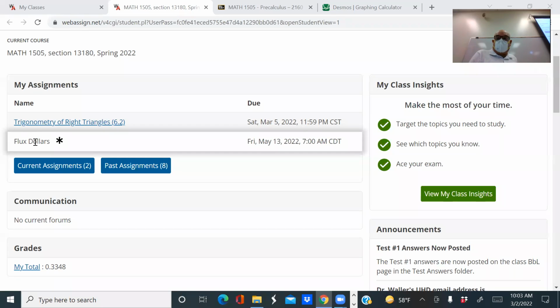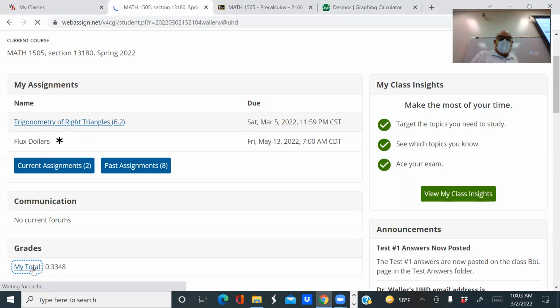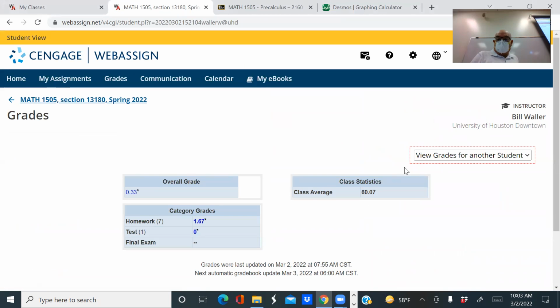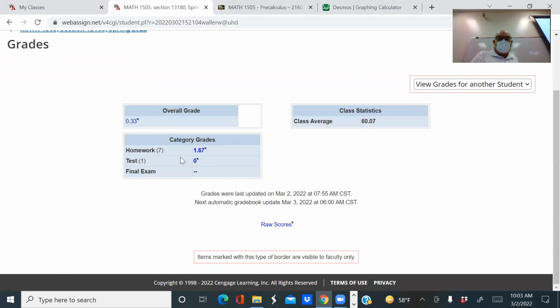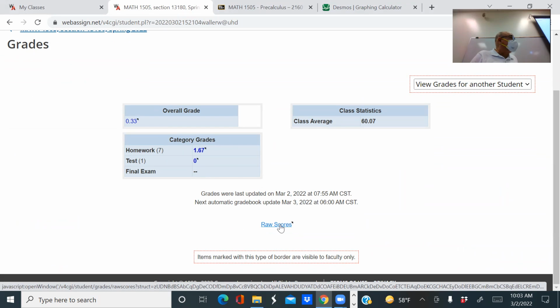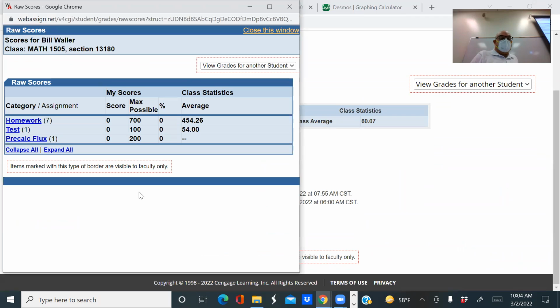Also, you'll notice that Flux Dollars has appeared also, but it's not clickable there, right? So this is how I know to get to Flux Dollars, but there may be another way that's easier. If you click on My Total, right, and then scroll down a little bit. So there's where your test score is recorded, right? And then scroll down to where it says raw scores and click on that, and it will open this window, and there will be your Flux Dollars. Okay, so that is what your Flux Dollars are.